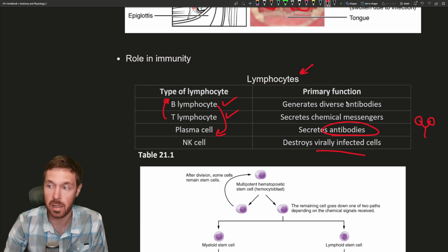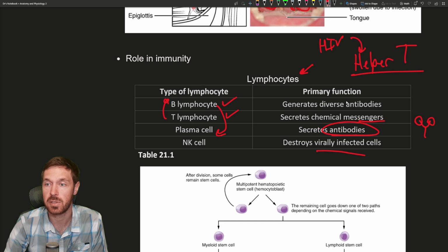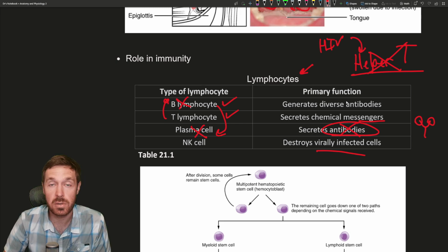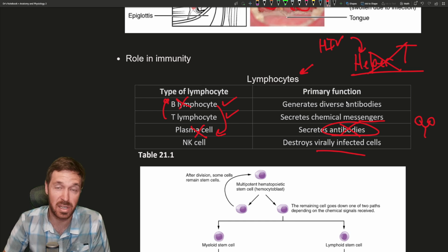But an important T cell is called a helper T cell. A helper T cell is what releases these chemical messengers that activate everything else. HIV is a virus that infects helper T cells, so T cell counts slowly go down. And if T cell counts go down, you no longer activate B cells, which means you no longer activate plasma cells, which means you no longer produce antibodies, which means you no longer have an adaptive immune system, and you only have your built-in barriers like your skin, mucous membranes, and things like that.